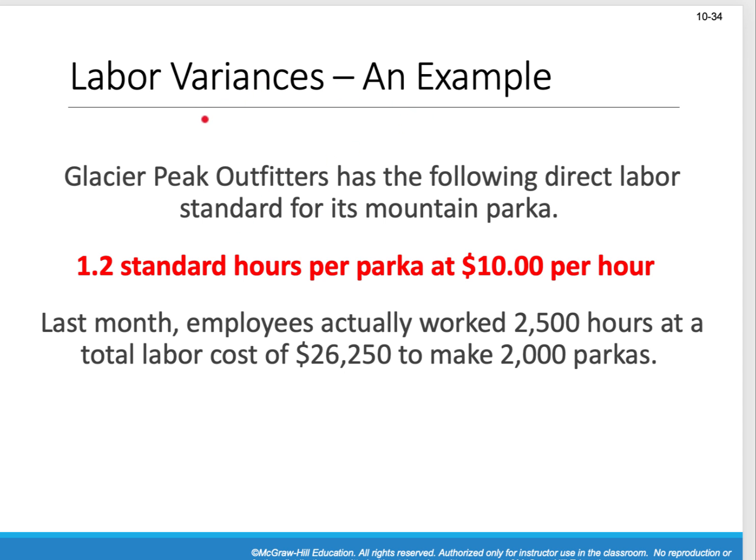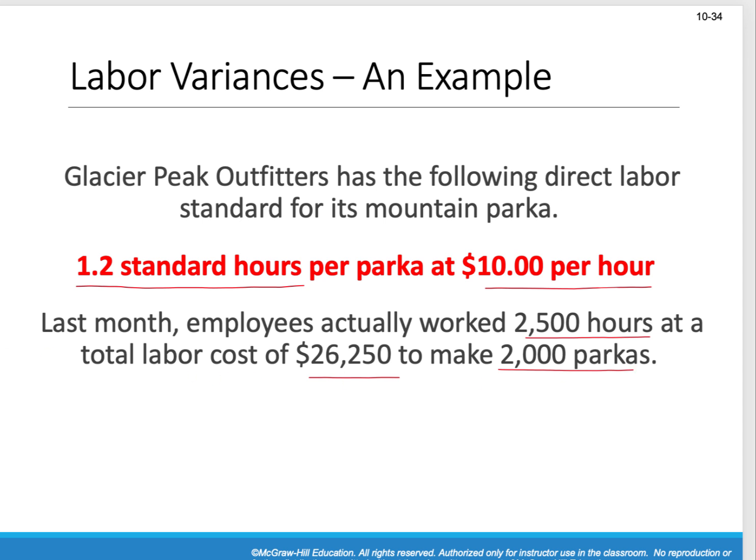So now we're looking at labor variance, okay? Glacier Peak Outfitters, they have the following direct labor standards for its mountain parka. So they should use, to make one parka, 1.2 standard hours. And the standard rate that they should pay their employees is $10 per hour. They tell us that last month the employees actually worked 2,500 hours and the total labor cost was $26,250. They made 2,000 parkas, okay?